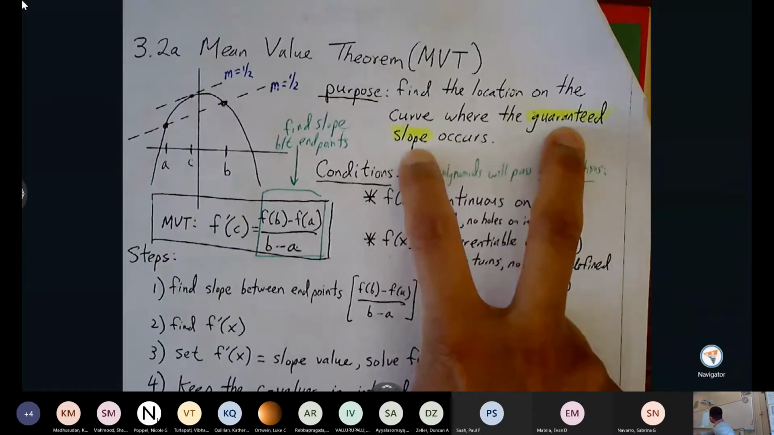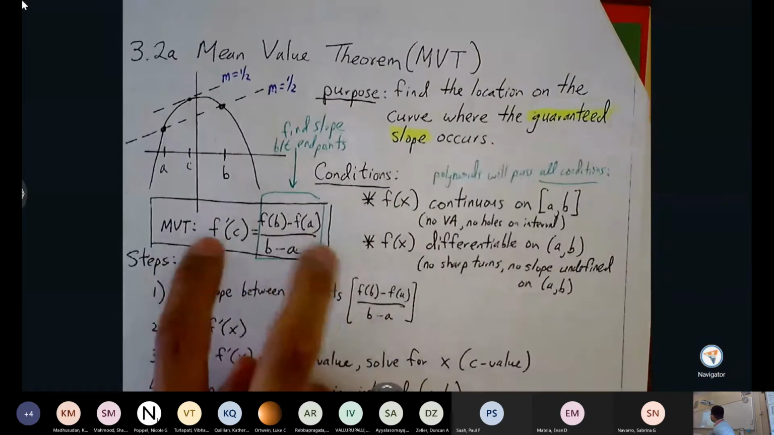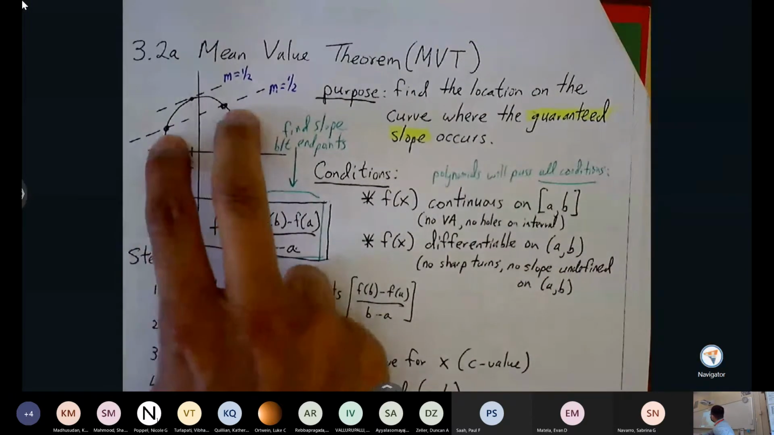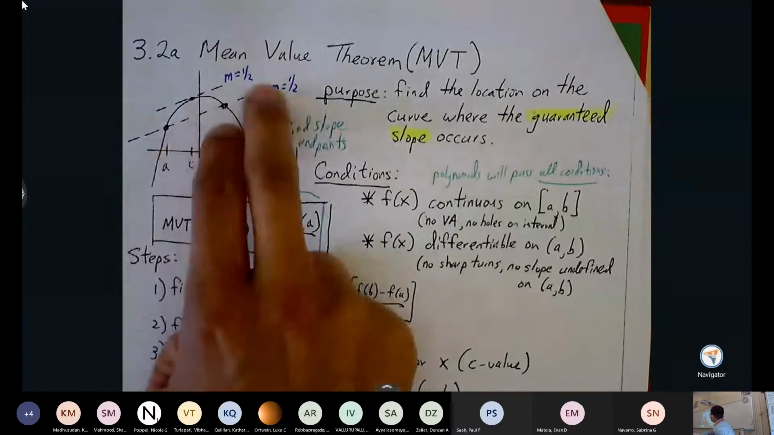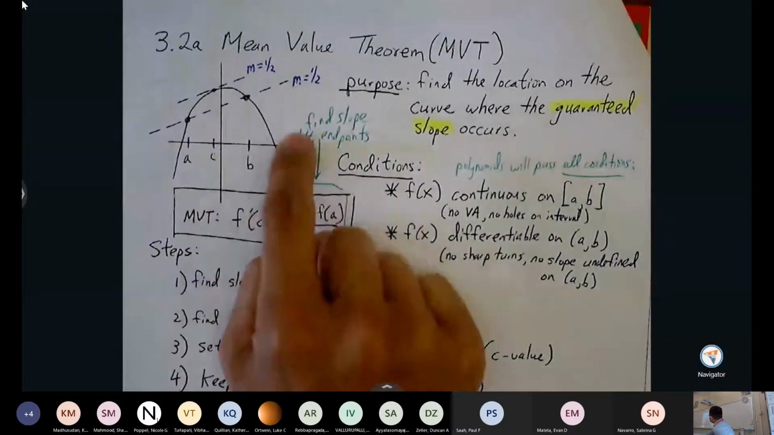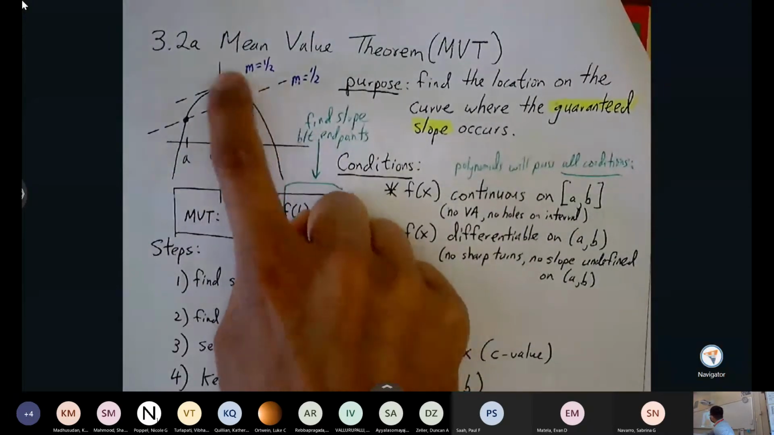And how do we find that specific slope? The problem will give us 2 endpoints. We're going to plug those endpoints into the function. We're going to find the slope. And then we're going to use the derivative to help us connect that slope with the location.